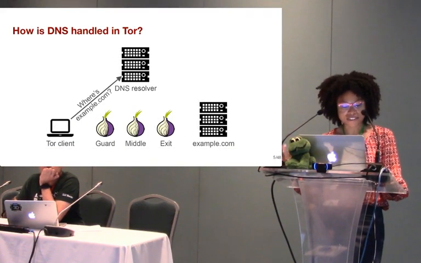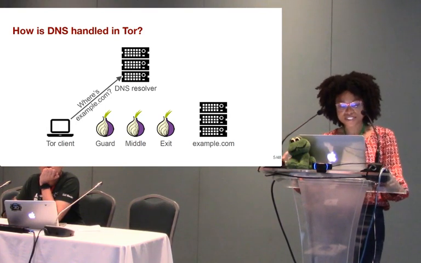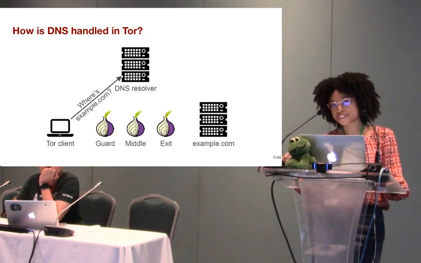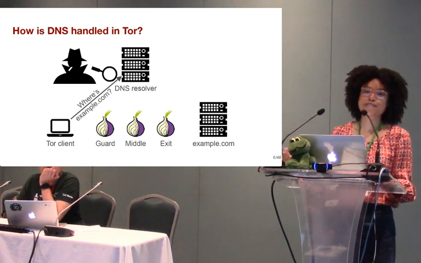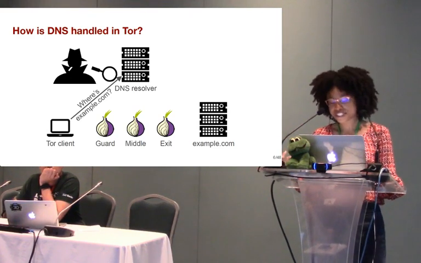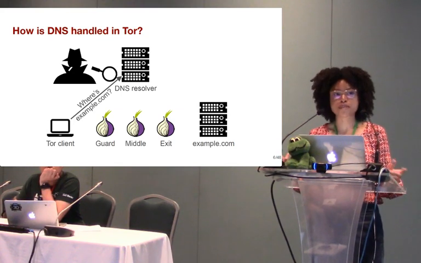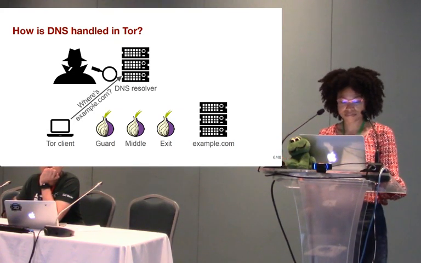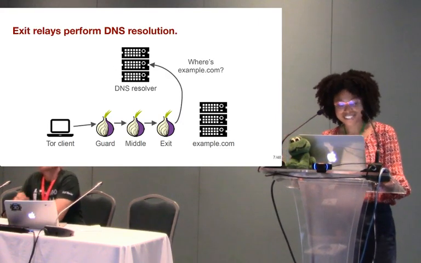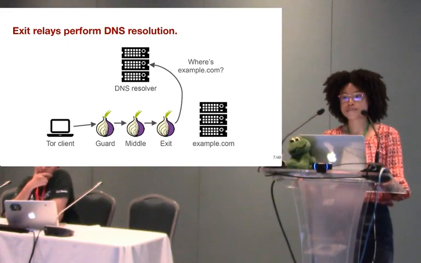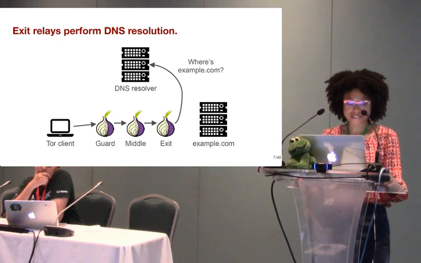Recall that DNS traffic is unencrypted, so we can't have the Tor client ask its DNS resolver about websites it wants to visit over Tor, because this would allow the client's ISP, the resolver itself, and other adversaries to learn what website the client wants to connect to, which defeats the whole purpose of Tor. Instead, DNS queries are sent through Tor, just like web traffic, and exit relays are the ones who are responsible for performing DNS resolution for Tor clients.